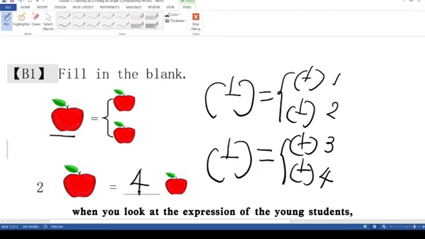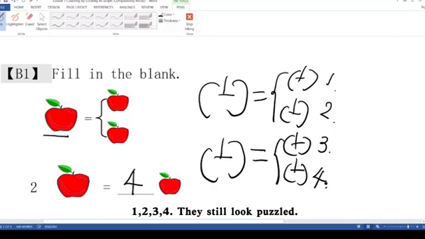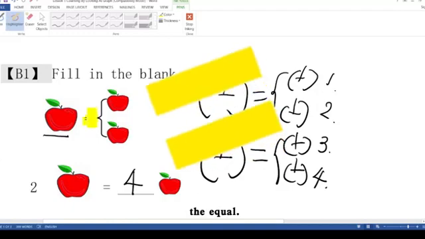However, when you look at the expression of the young students, particularly those in the first or second grade, they seem confused. You go through the counting with them again. 1, 2, 3, 4. They still look puzzled. You begin to wonder which part they are not understanding. As a matter of fact, it's not the counting that confused them. The confusion is the equal.